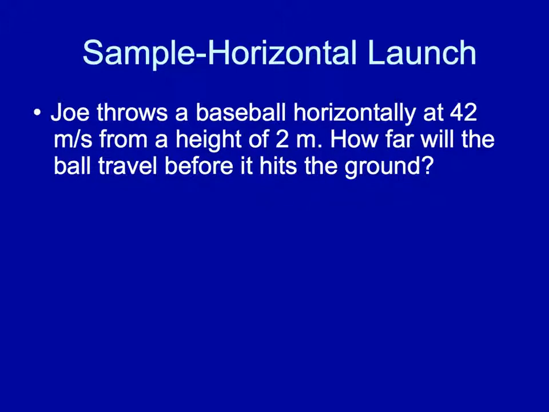So now, Joe throws a baseball horizontally at 42 meters per second from a height of 2 meters. How far will the ball travel before it hits the ground? So let's draw a little sketch of what's going on. Okay, there's the thing. It's being launched at 42 meters per second that way. That's v in the x direction.